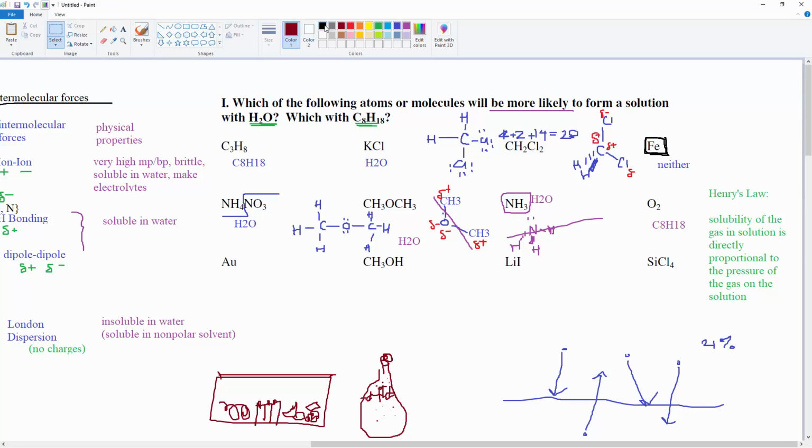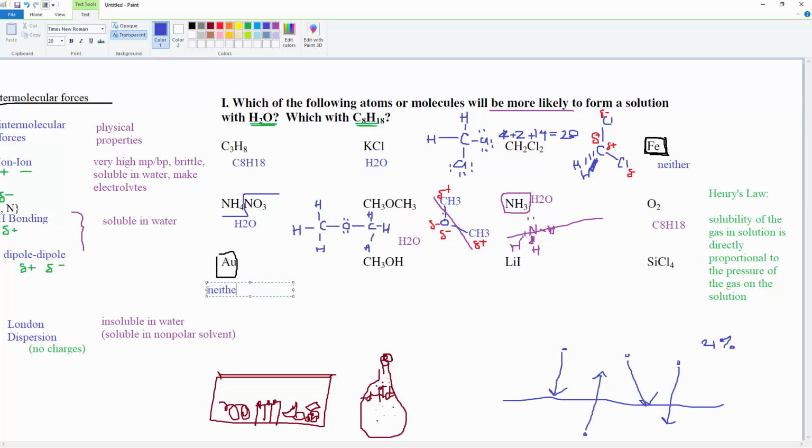So, gold here, Au, is in the same pot as iron. It's not going to go into either of these solutions. Neither. Good.